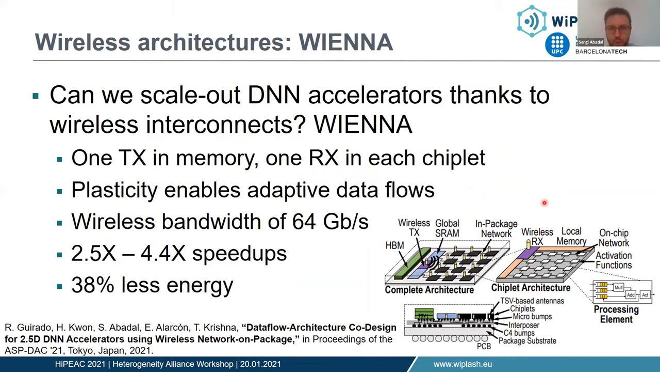Just one quick example of what we're working on in Wiplus in terms of architecture: just one transmitter in memory, one receiver in each of the chiplets of a DNN accelerator, which is using different chiplets to scale out the accelerator. The plasticity that we were talking about is what enables adaptive data flows here.